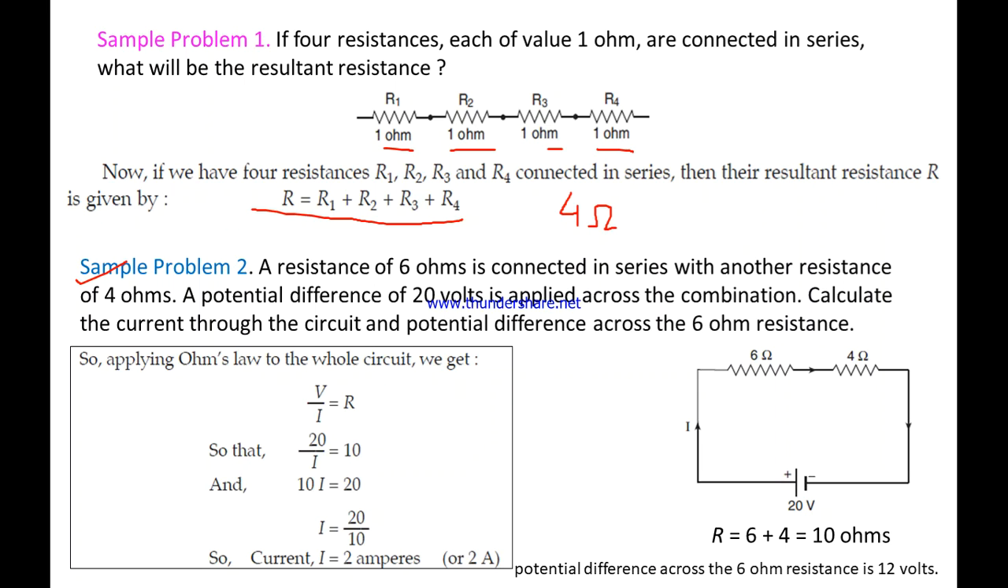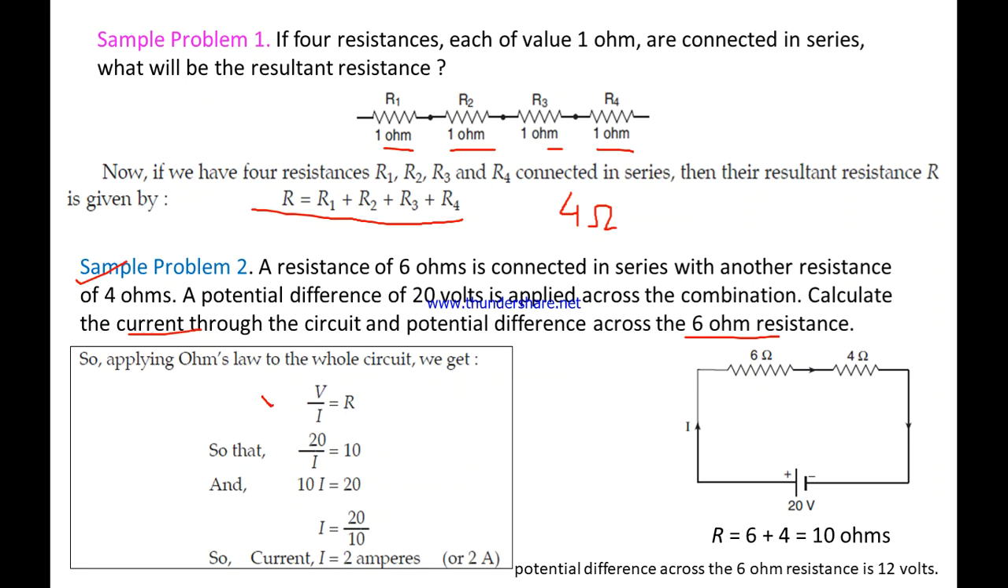Now let's read the second sample problem. A resistance of 6 ohms is connected in series with another resistance of 4 ohms. A potential difference of 20 volts is applied across the combination. Now calculate the current through the circuit and the potential difference across the 6 ohms.